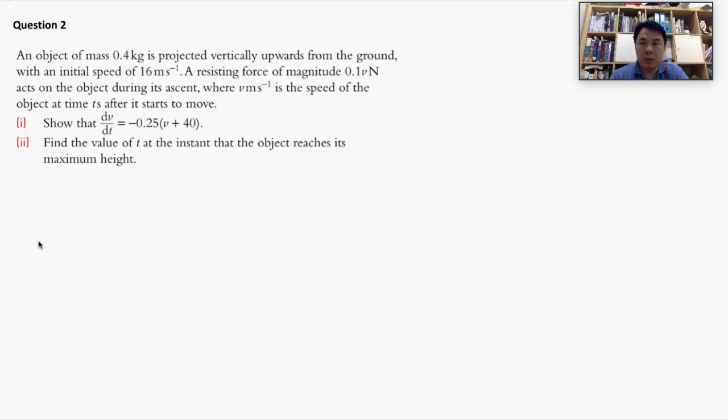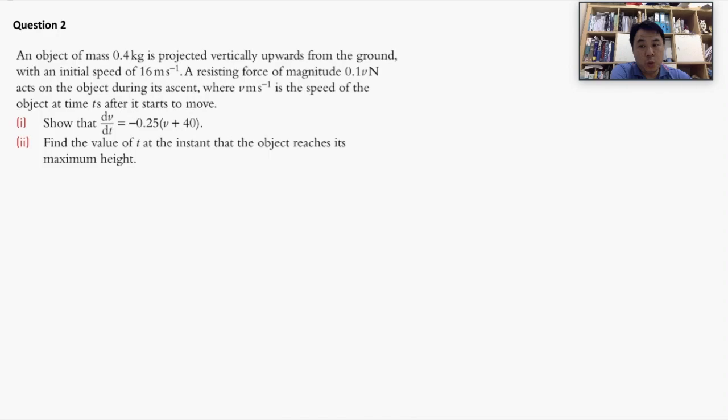Okay, second question. Here we have an object of mass 0.4 kg projected vertically upward from the ground with an initial speed of 16 meters per second, and then it experiences a resistive force of magnitude 0.1 v on the object during its ascent, where v represents the velocity at time t after it starts to move.